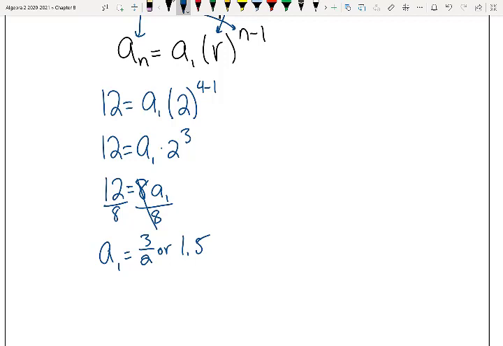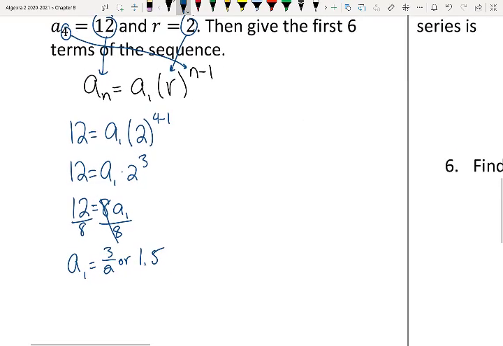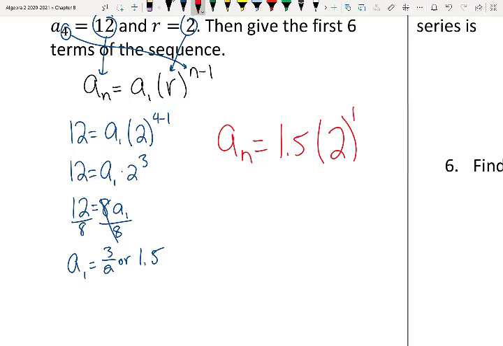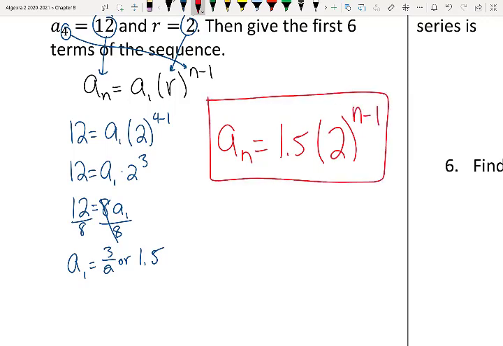So now that I have that, I can put that back together with my equation. I can write my rule. I'm going to switch to red here. So a sub n equals, we now know that my starting value is 1.5, 3 over 2. My r value was given to me, positive 2, to the n minus 1 power. There's my regular equation. And now they want us to write the first 6 terms of the sequence.